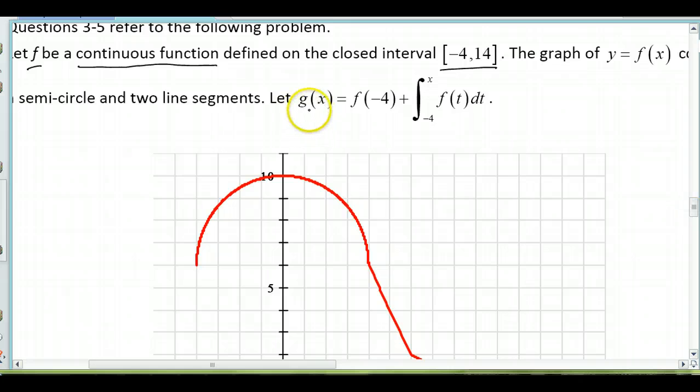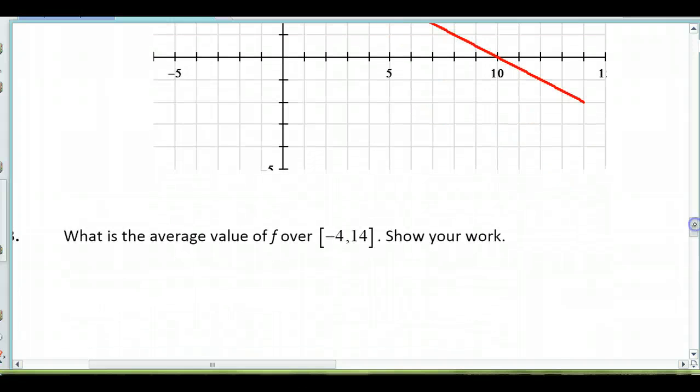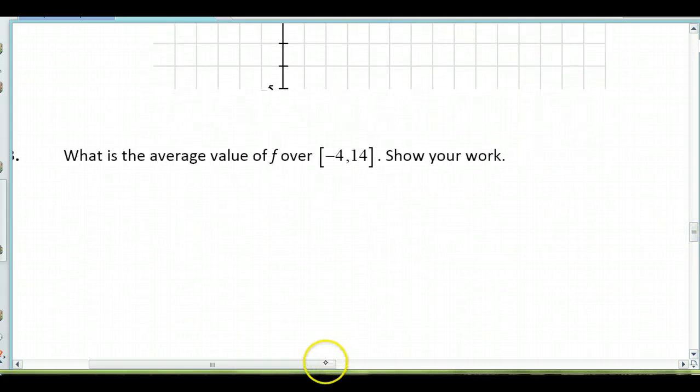And then they're telling us that g of x is a function defined like that. Now I don't have an expression of f. I just have the graph. That's all. All right, so what's the question? What is the average value of f over [-4, 14]? Show your work.